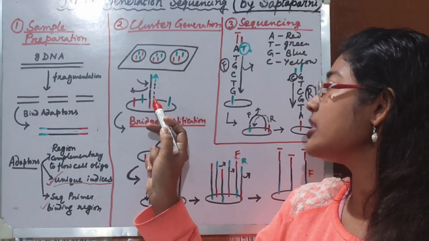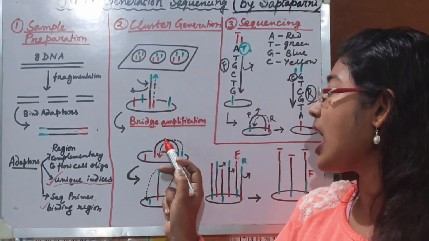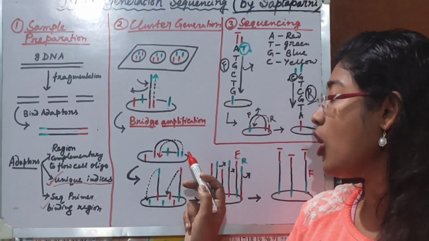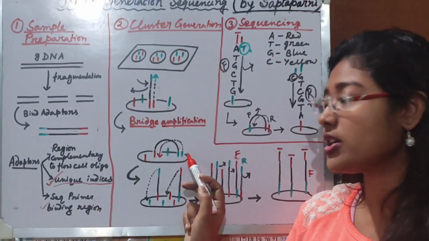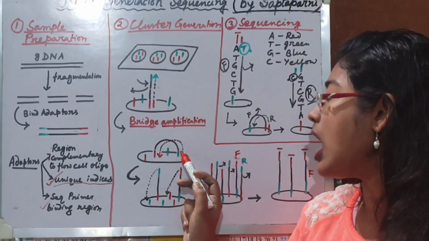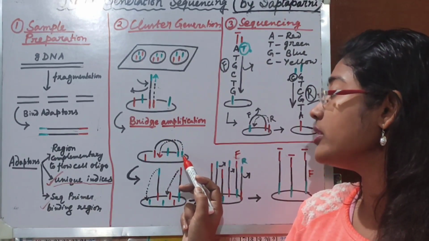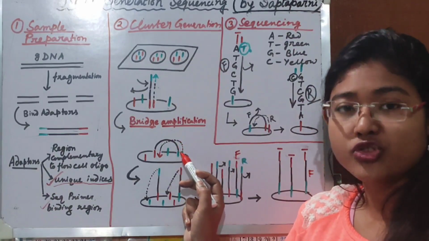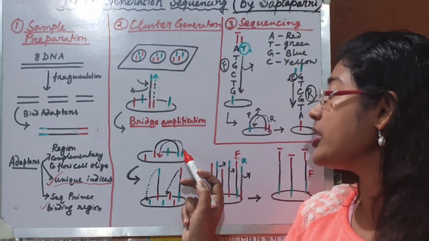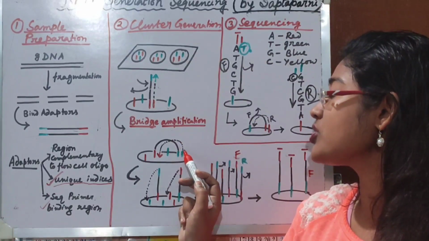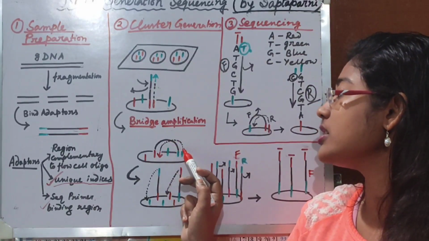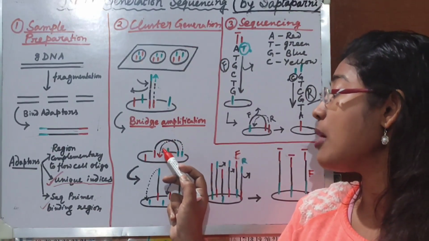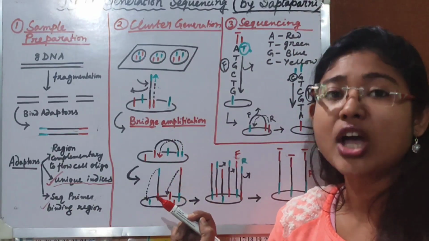In bridge amplification, the newly synthesized strand will hybridize with the other oligonucleotide present in the flow cell. Okay, that means this new strand will now hybridize with the green oligonucleotide present in the flow cell, and this will form a bridge-like structure. Along this bridge, the new strand will be synthesized from this green oligonucleotide. See here, this is the new strand to be synthesized. Okay, and this kind of amplification is known as bridge amplification.